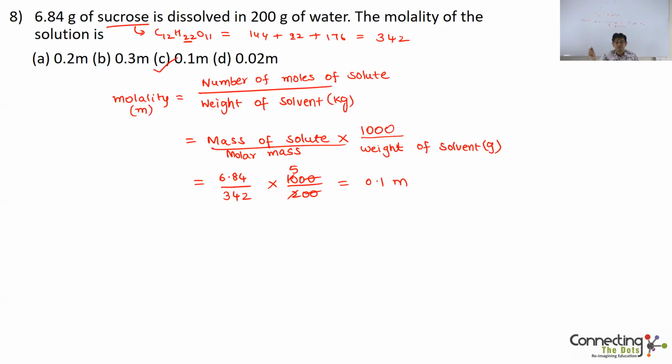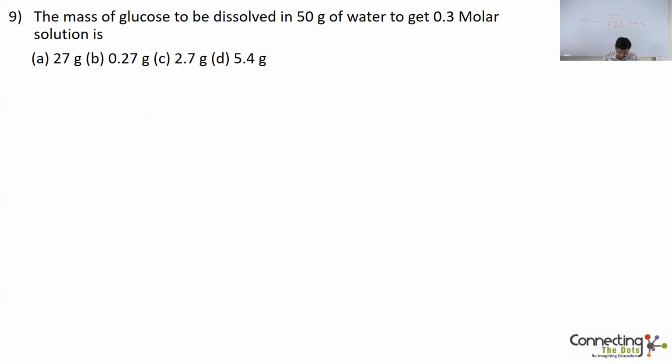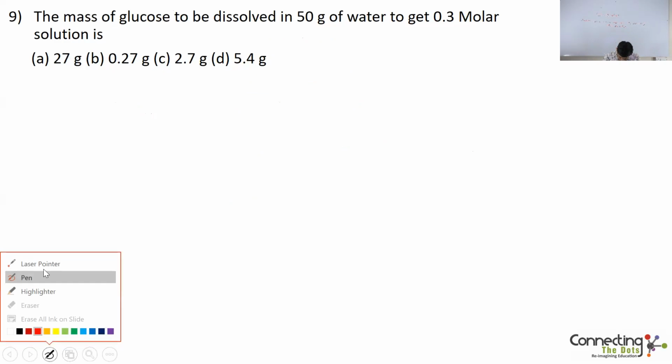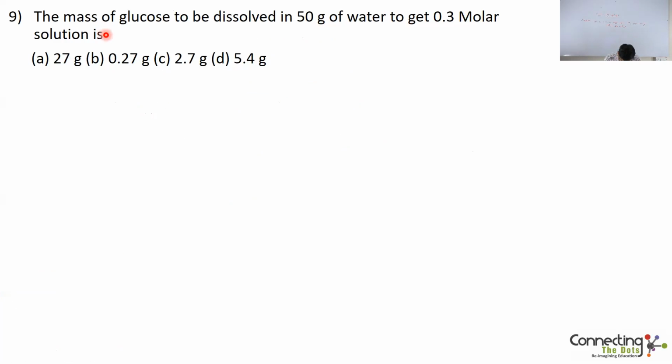So that's how we solve these kind of questions. Let us look at the next question. The mass of glucose to be dissolved in 50 grams of water to get 0.3 molar solution is.